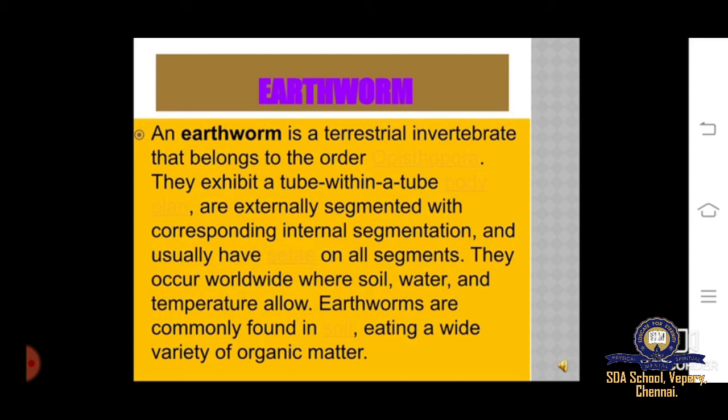Earthworms are commonly found eating a wide variety of organic matter. You already know earthworms are the friend of whom? The agricultural person, the farmers. So the earthworm is a friend to the farmer because it gives out a lot of organic matter. Those organic matters act as a fertilizer to the soil.